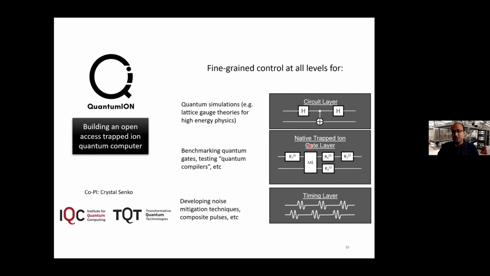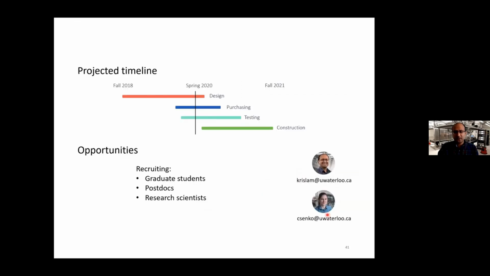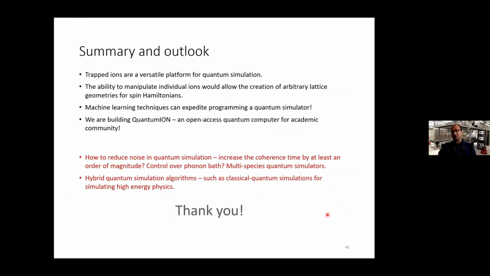But also, if you're someone who is interested in, let's say, the compiler, how you build a CZ gate out of more fundamental spin-spin interactions, or even more fundamental, how do you make the most robust pi pulse, for example, then you can do all of that using this machine, QuantumION. So stay tuned for this, and that's pretty much it. So I'll flash this slide, and thanks.